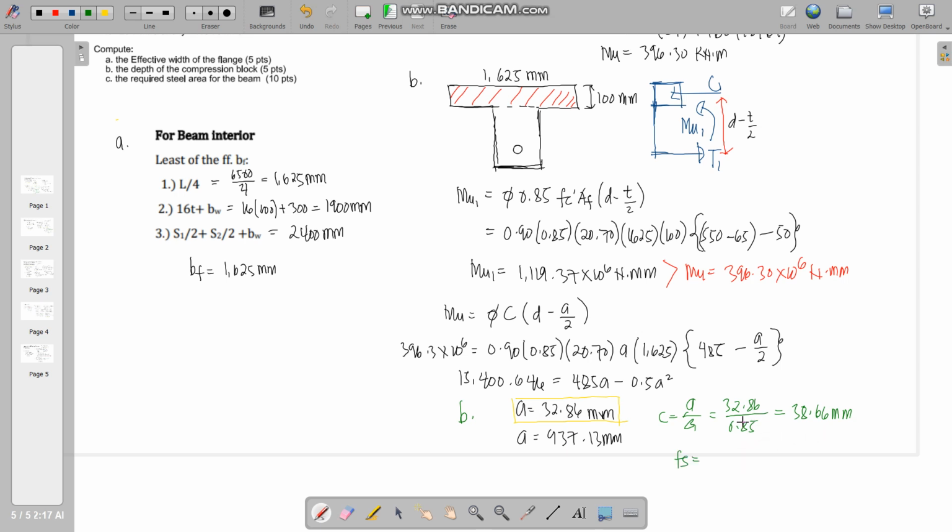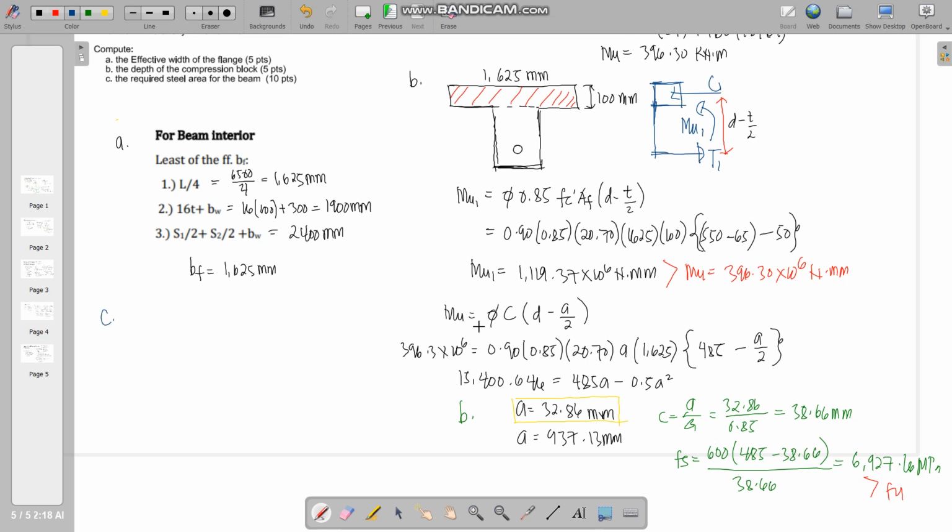So we would like to show you that fs is far greater because we have a small value for c. So we substitute. Then we arrive to a far greater value than that of fy. Hence, we satisfy that fs is equal to fy, or still yields.